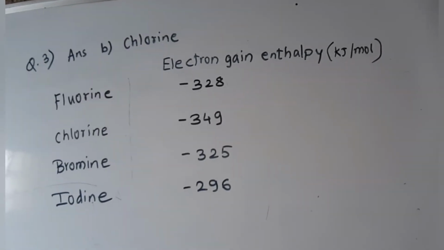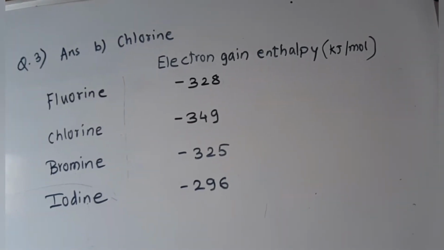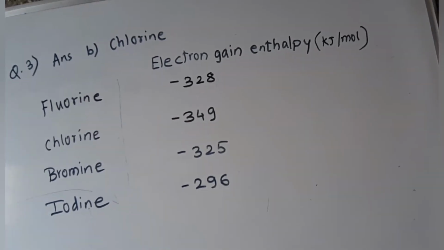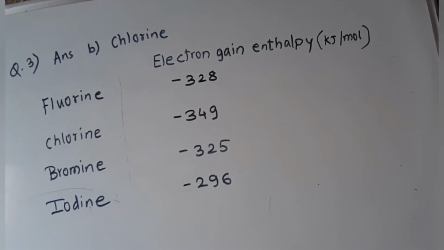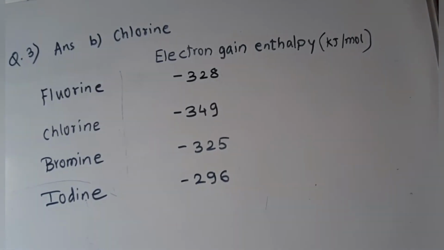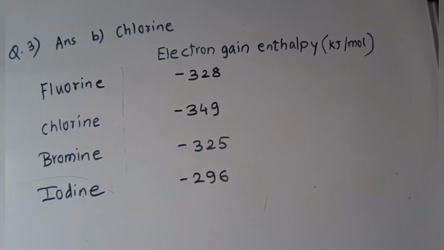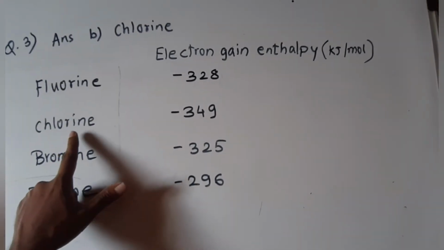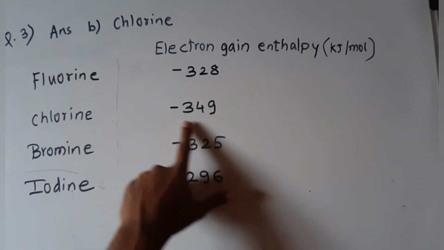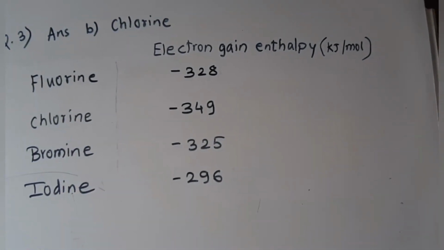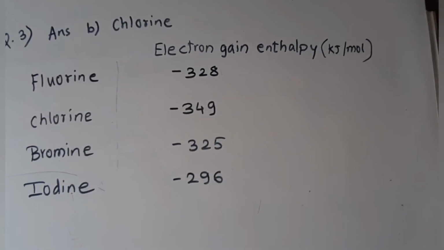Now, question number 3. Which halogen has the highest value of negative electron gain enthalpy? For question 3, correct option is answer B, chlorine. So highest negative electron gain enthalpy value is for chlorine. If we carefully observe all these values, for chlorine you will find the value is minus 349 kilojoule per mole, and therefore correct option is chlorine. Question number 4.